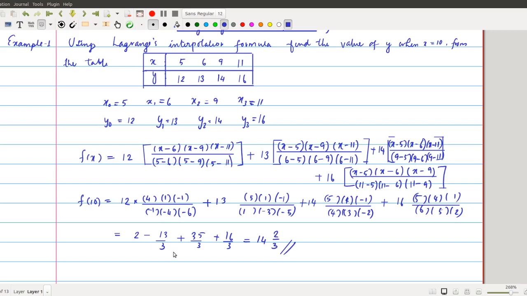So this is the way we use Lagrange's interpolation formula. If the values of x are not in equal intervals, we can use this formula. Otherwise, we will use the Newton-Gregory backward or forward interpolation formula.